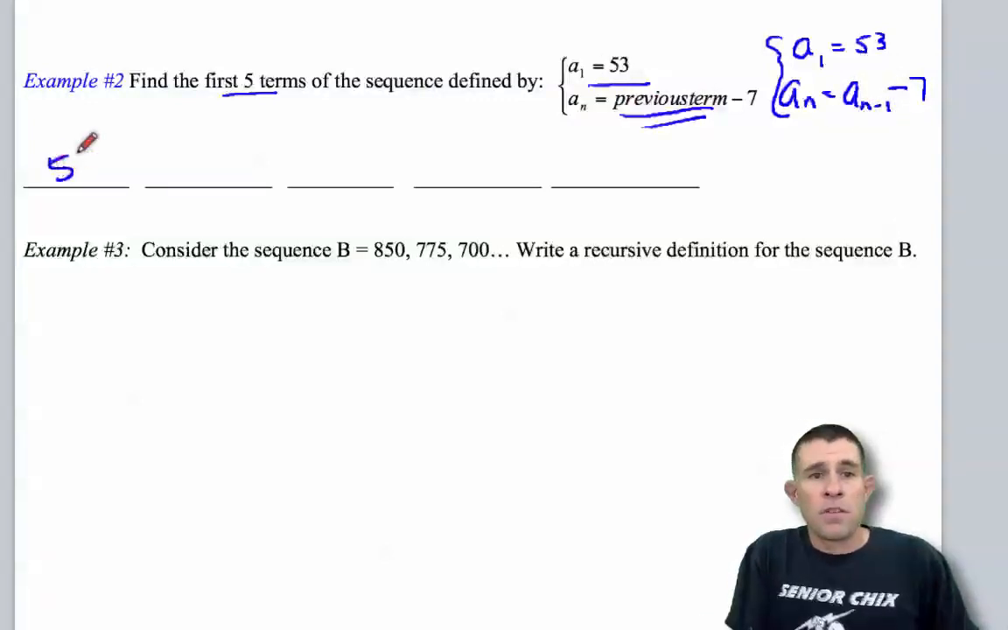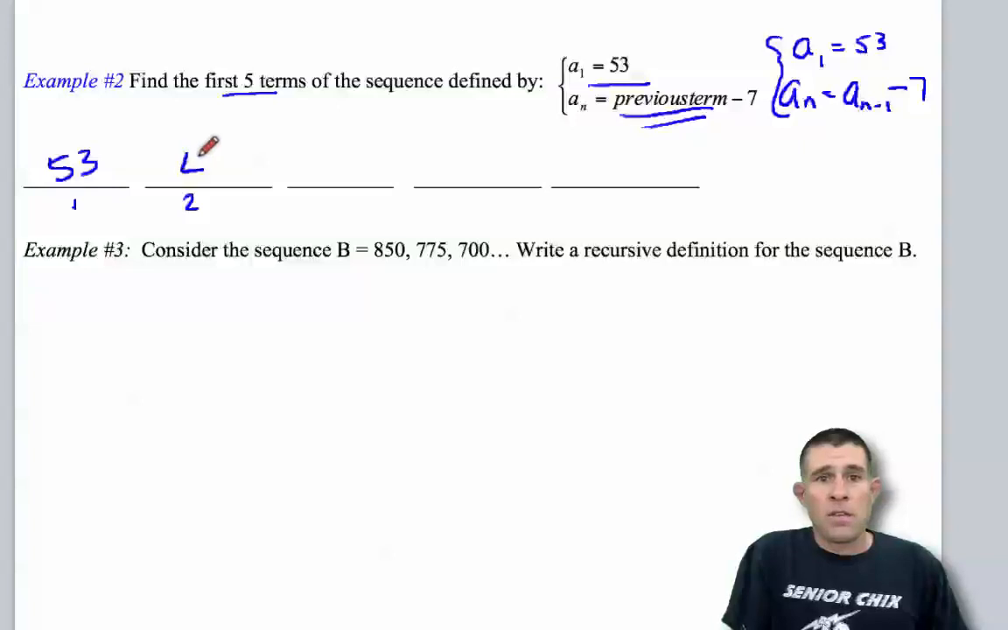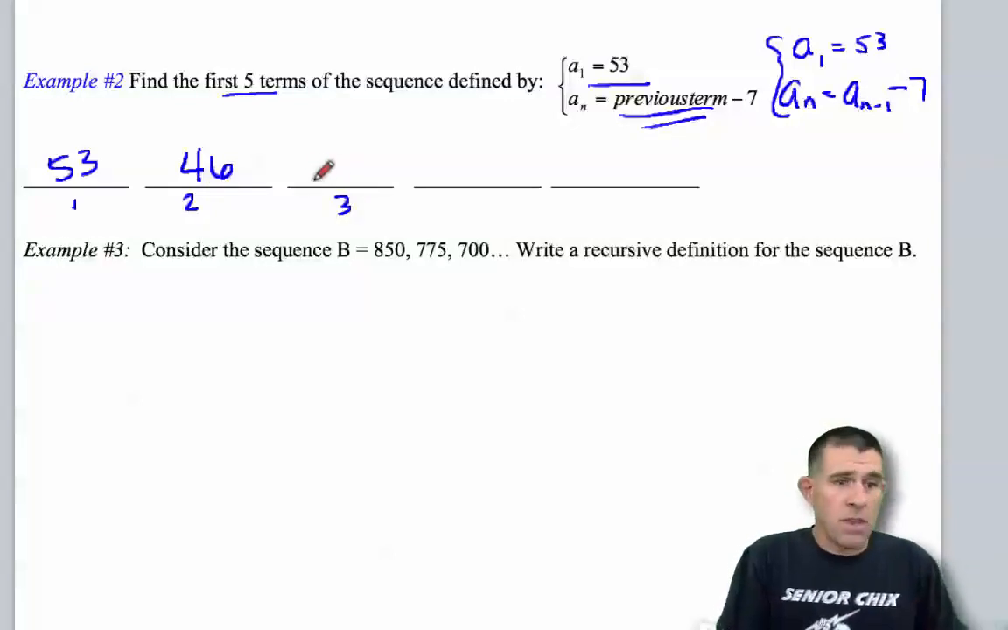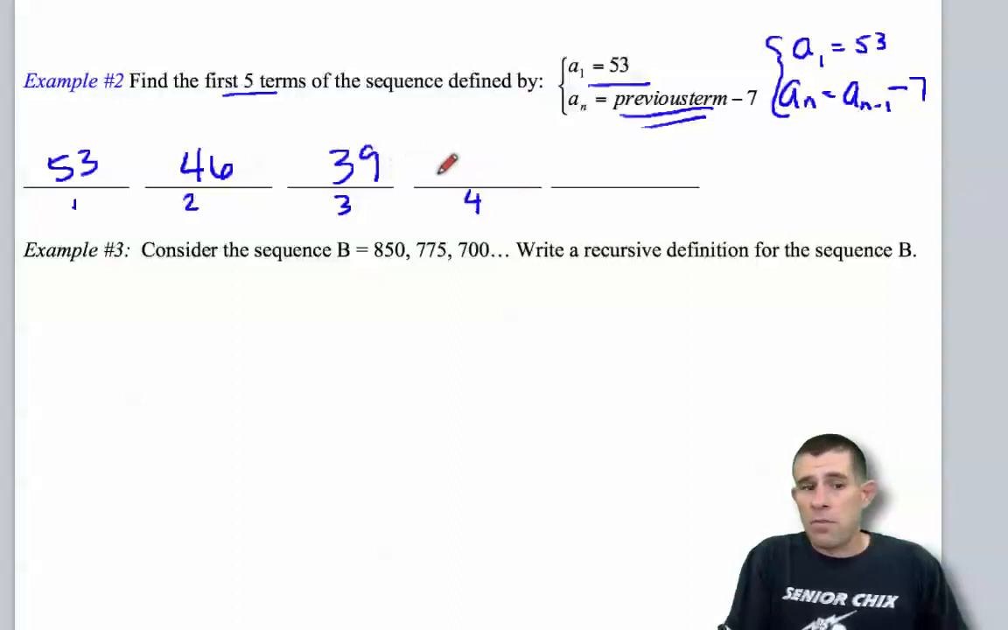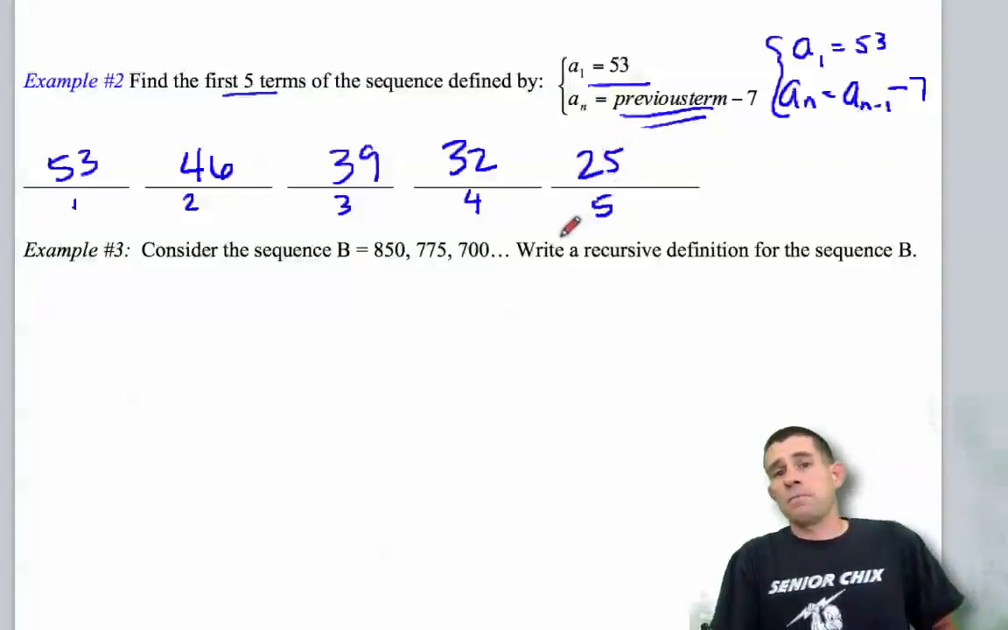So 53 is our first term. Our second term would be found by taking the previous one and subtracting 7, and that's going to give us 46. Our third term would then be taking 46 and subtracting 7 from it to get 39. Our fourth term, subtract 7 from 39, and we're at 32. And then finally our fifth term will end us up at 25.